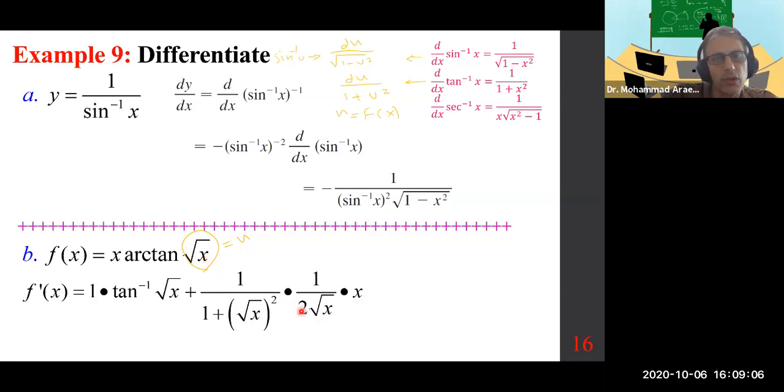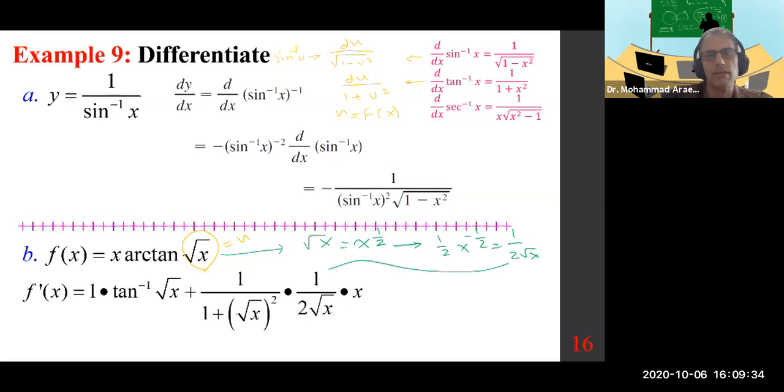By now we've done that. And then by the product rule, times x. I hope everybody remembers the derivative of the square root of x, class: it is x to the power of 1/2, and its derivative is 1/2 x to the power of negative 1/2, or 1 over 2 square root of x. That's how we arrive at this one, okay? So one more time.